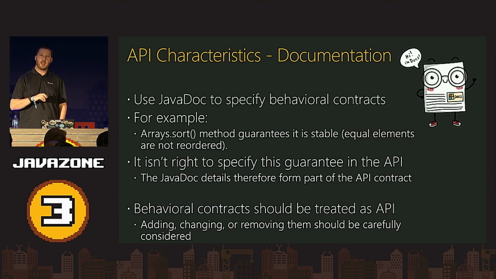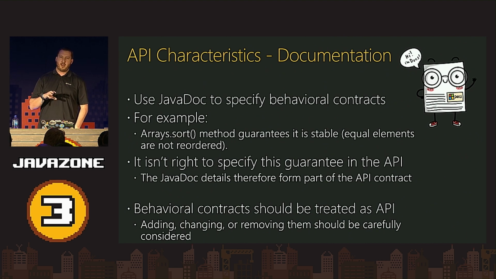specify behavioral contracts. We can't easily specify a behavioral contract as API, but Javadoc's a really good place to do that. So, for example, Arrays.sort guarantees that it's a stable sort, which basically means if it's sorting a whole bunch of data inside your arrays and it finds two equal things, it's never going to swap them around. They're always going to be sorted in the order that they were found. So it's something that we can't have as part of our API.